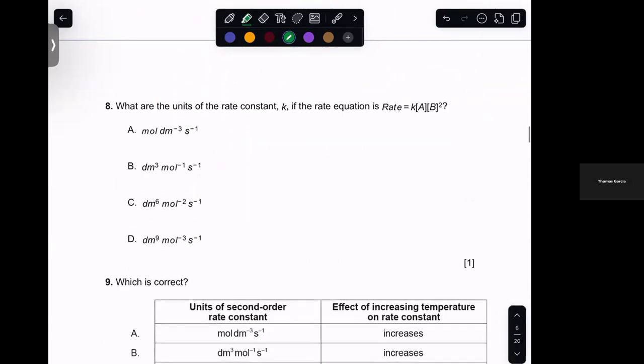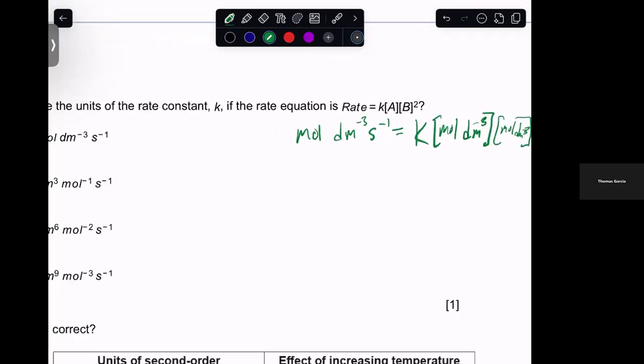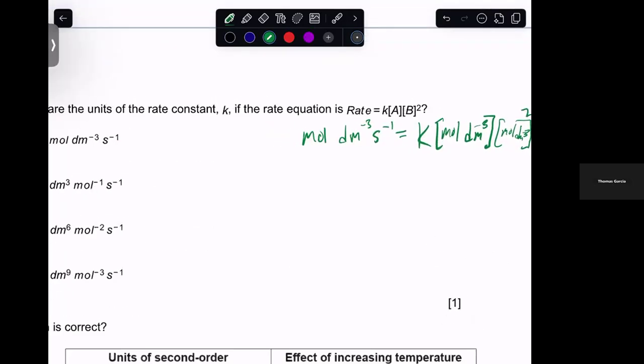All right, moving on to number 8. What are the units for the rate constant if the rate equation is rate equals K A B squared? We know that rate is going to be mole decimeter cubed second to the minus one, and we know K. And so we're going to go check out A. A is mole per decimeter cubed. And we know that B is going to be the same thing, mole per decimeter cubed. But that one's going to be squared. Sorry, I'm cramming it in.